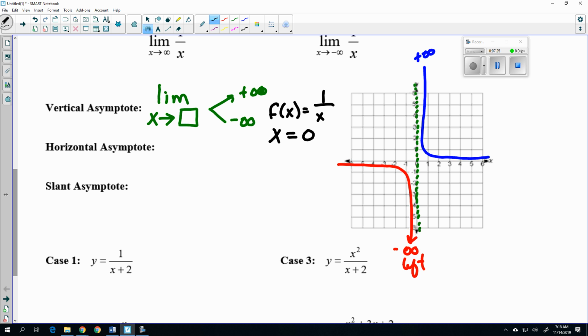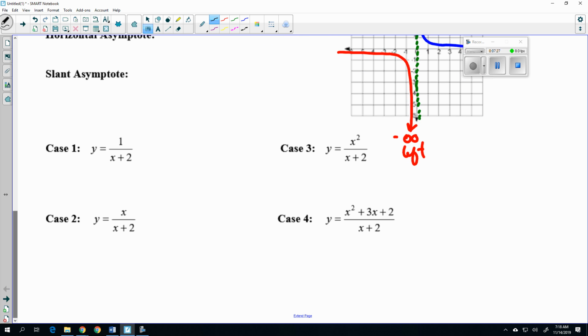So if we look at case 1, we're going to find our asymptotes. I claim you do not have to use calculus to do this. Okay, you can just look at it. Where is my vertical asymptote on this problem? Okay, so do I just say it as -2, but is it a line? It's a line, so it is x equals -2.